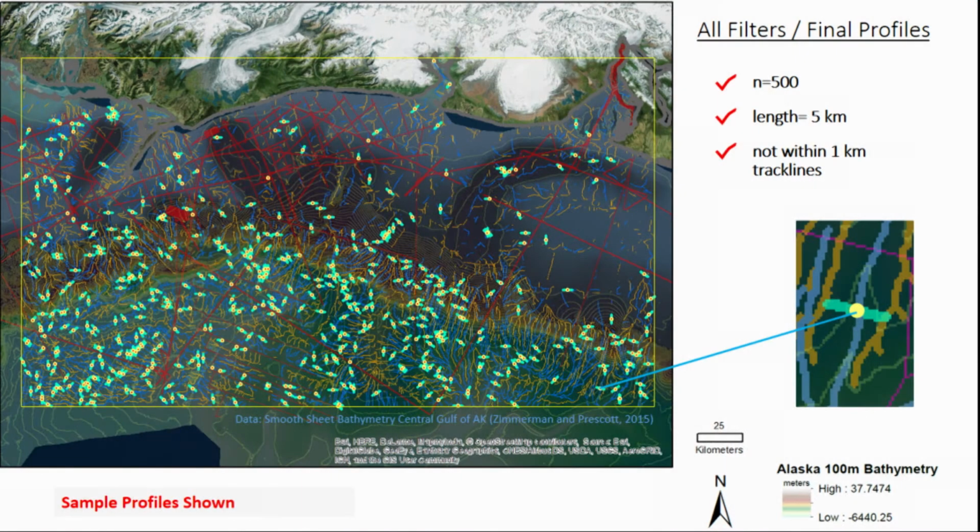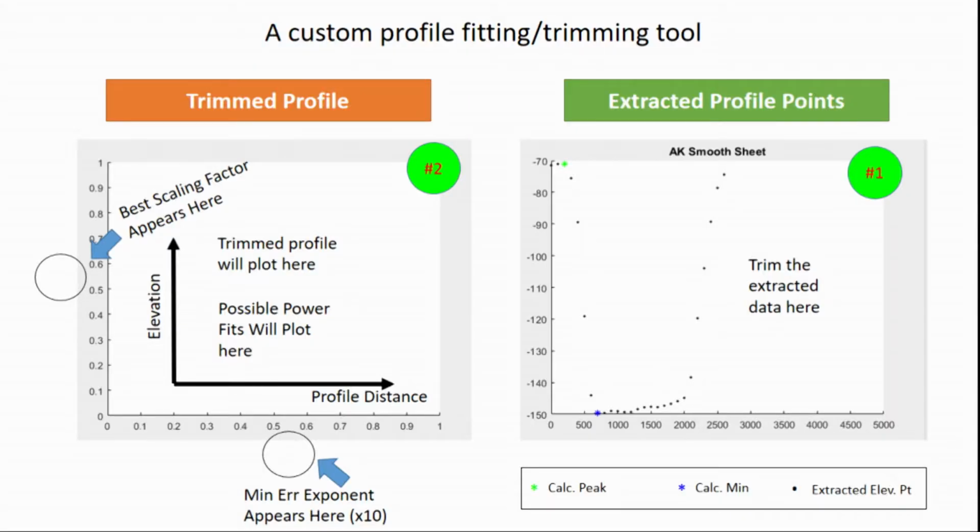Then we feed that text file back into ArcGIS, and it looks something like this. Here's the distribution of our profiles. You can see that some of the profiles are cut off because they were near a track line. We take all those profiles and we want to see if they are U or V shaped, essentially.